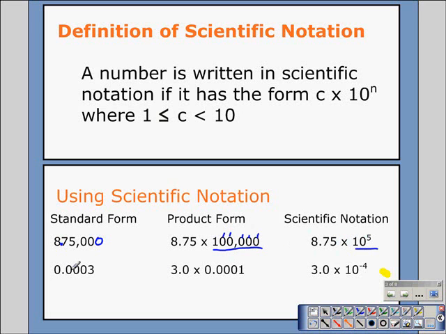In the product form of 3 10,000ths, we have 3.0 times 1 10,000th, and in scientific notation, 3.0 times 10 to the negative 4. It's negative 4 because there are 1, 2, 3, 4 places to the right of the decimal, therefore it would be 10 to the negative fourth.